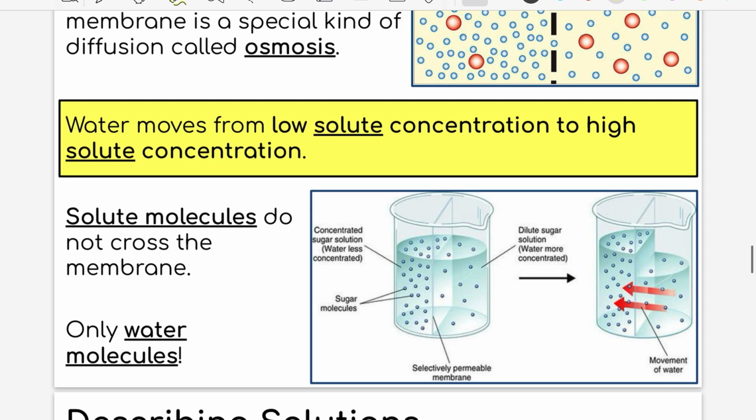So what you need to remember is that water molecules move from a low solute concentration to a high solute concentration. And the key word here is solute. You have to describe which side has the high solute concentration and which side has the low solute concentration. And water will always move from low solute concentration to high solute concentration.